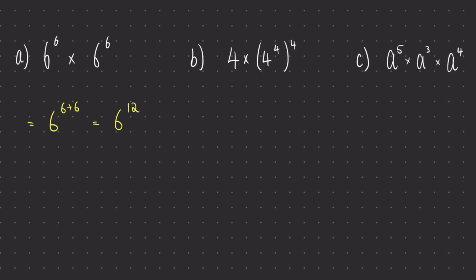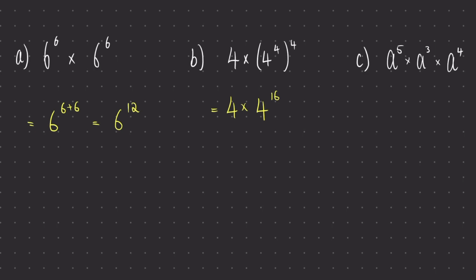For the second example, I'm first going to do this bracket raised to a power. Okay, so we should remember that this is the power rule. So 4 to the power of 4, to the power of 4, means that I would multiply those two powers together. So I would get 4 to the power of 4 times 4, which is 4 to the power of 16.